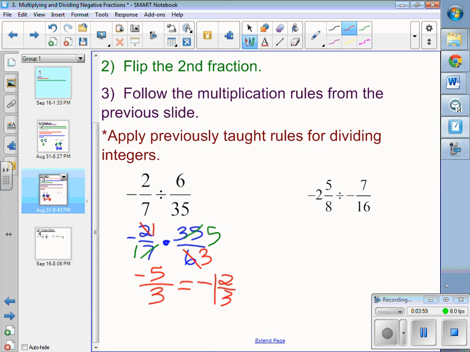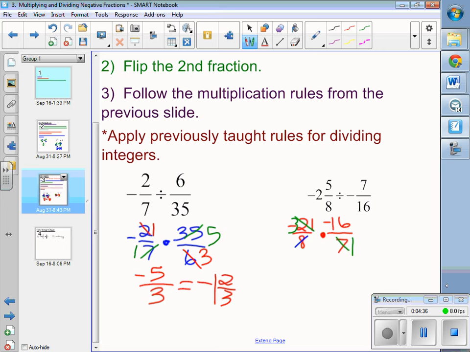Negative 2 times 8 plus 5 gives me negative 21 over 8. I change my division to multiplication, and my fraction flips, right? Okay, now I look for common factors again. So this negative 21 and 7 both have a factor of 7. Negative 21 divided by 7 is negative 3, so I'm going to put 3 here. And 7 divided by 7 is 1.